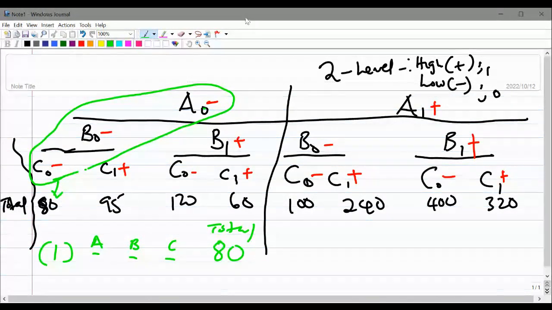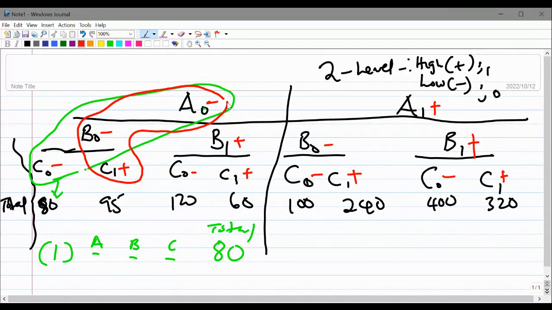What can we get again? There is this one now. Or there is this one. When A is at lower level and B is at lower level, but C is at higher level, what are we getting there? Which one are we getting between A, B, and C?